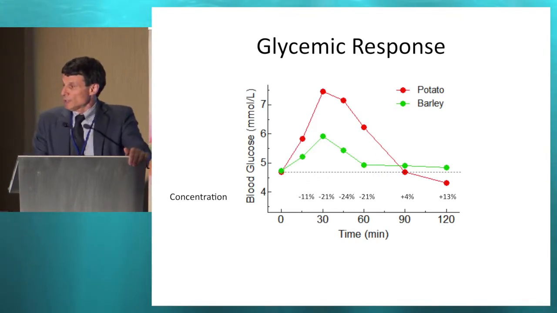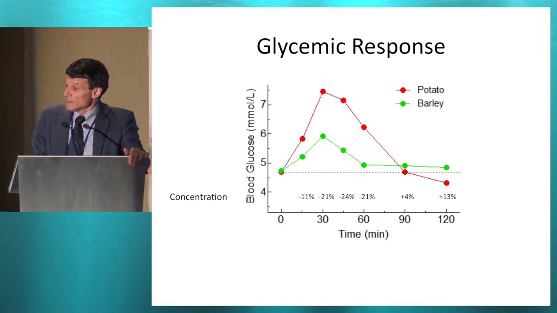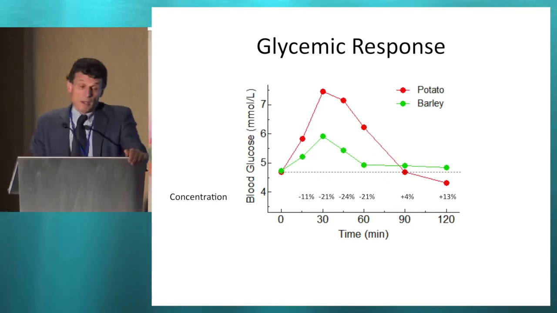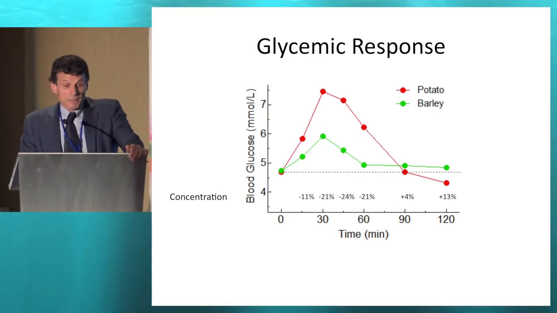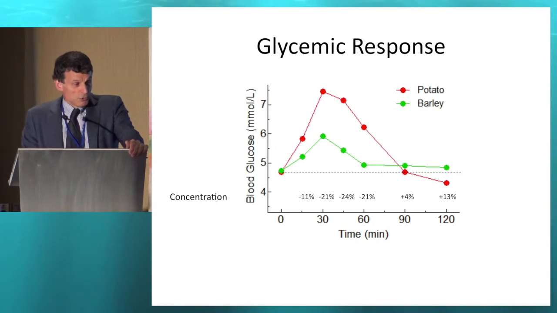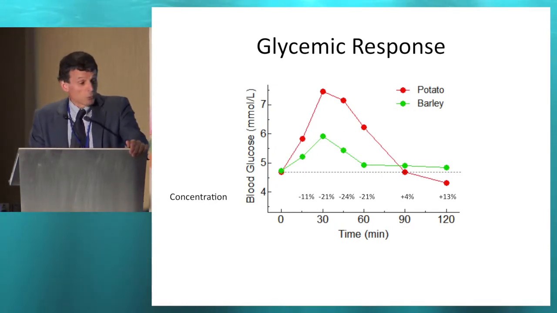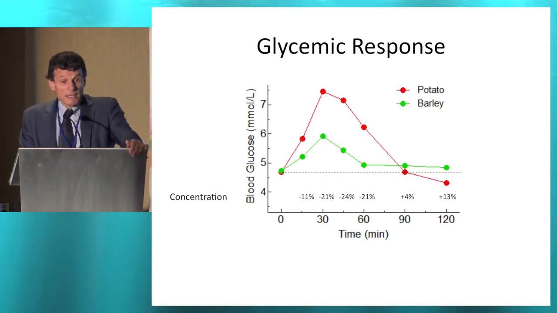If we wish to compare the blood glucose concentrations between potato and barley, for example, this is 67 subjects from a multi-center trial, you can see that the barley could be called anywhere from 24% less to 13% higher than the potato, depending on which time you wish to choose. Many people feel that the rise in blood glucose is more relevant than the concentration. And then we could have a difference of almost 90% lower.